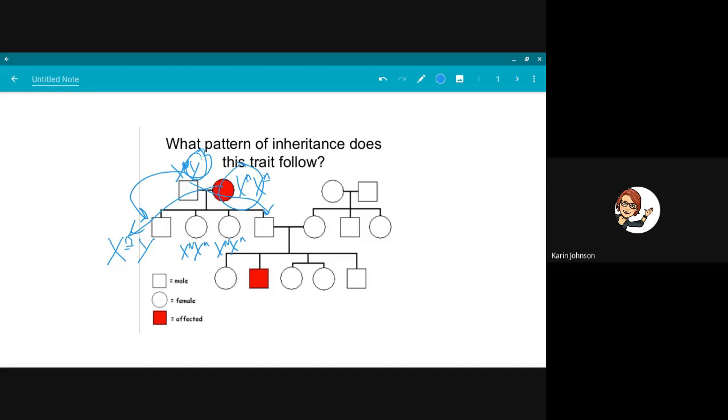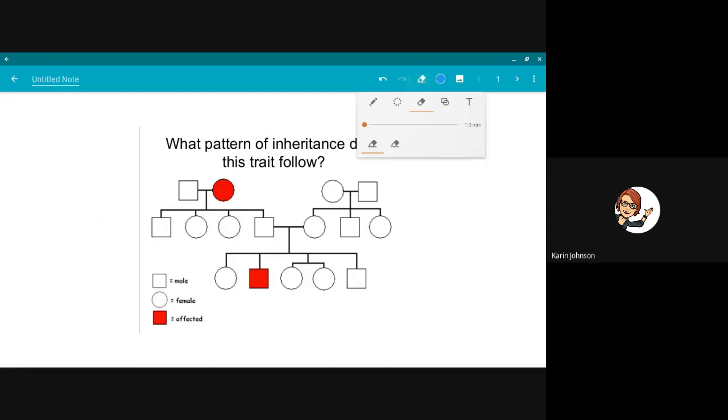Okay, so I'm going to erase this really quickly because I have to do this with my second block class too. So I've got to make sure it's all cleared off for them. Okay, so let's go ahead and go to the next slide.